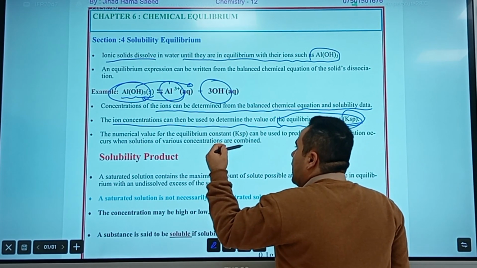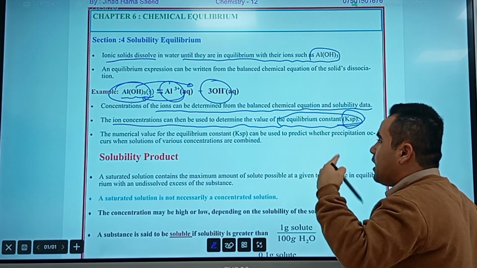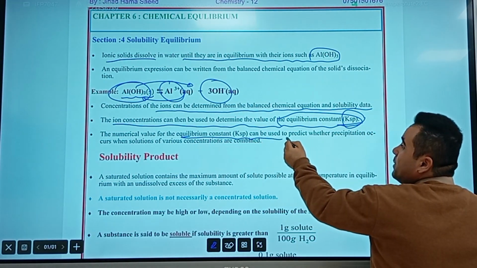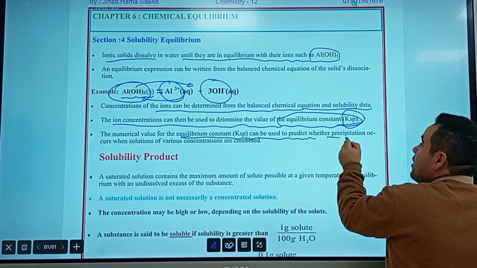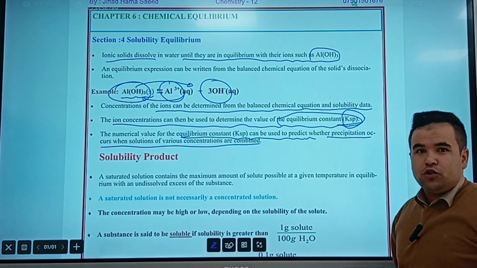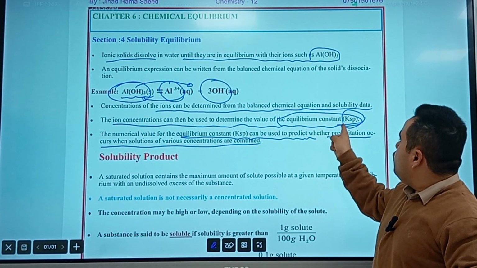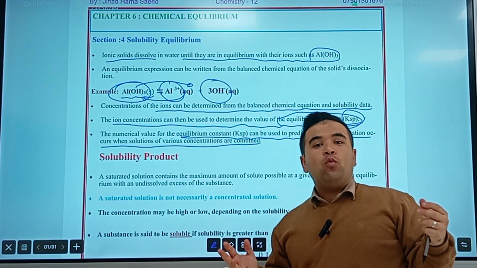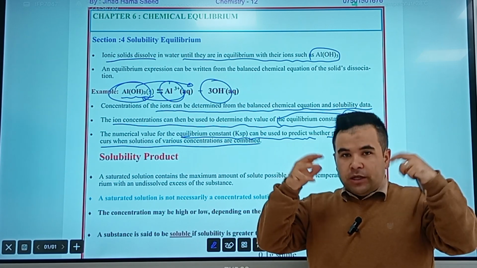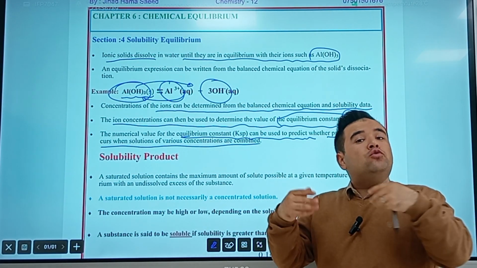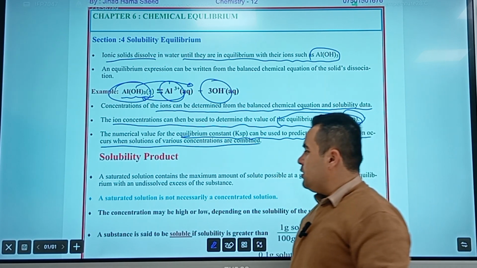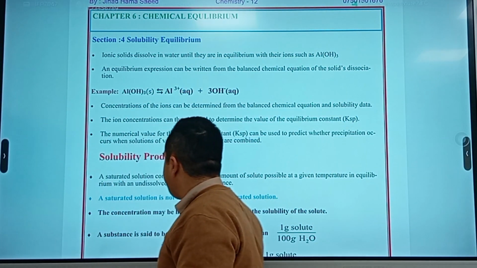And what's the Ksp application, guys? The numerical value for the equilibrium constant can be used to predict whether precipitation occurs when solutions of various concentrations are combined. Later on, we will use Ksp to determine, when we mix two solutions together, whether it will form a precipitate or not through the Ksp value. That's the application of Ksp.